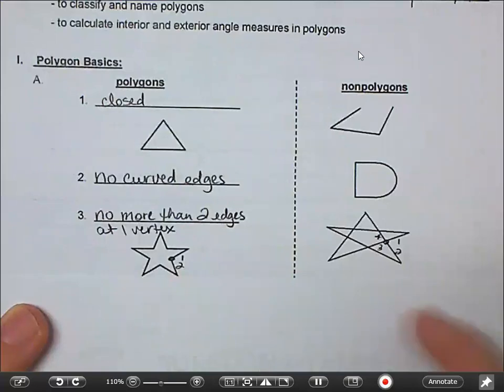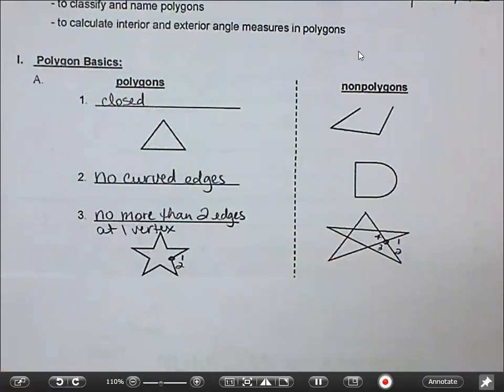Whereas over here, notice that this shape kind of crisscrosses over itself multiple times. So that's definitely not going to count as a polygon. Polygons have to be open in the middle of it. You can't have these crisscrossing trails. Okay, so that'll come in handy when they ask us to classify polygons versus non-polygons.